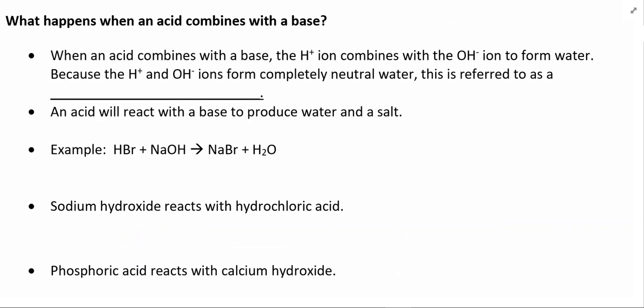So when an acid and base combine, the H+ ion combines with the OH- ion to form water. So they are forming completely neutral water, so this type of reaction is referred to as a neutralization. It's actually a special type of double replacement. If you think back to Unit 5 when we were talking about reaction types, this is a 6th type of reaction, a neutralization reaction. So an acid will react with the base to produce water and a salt.